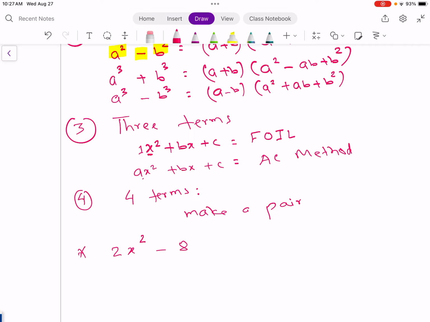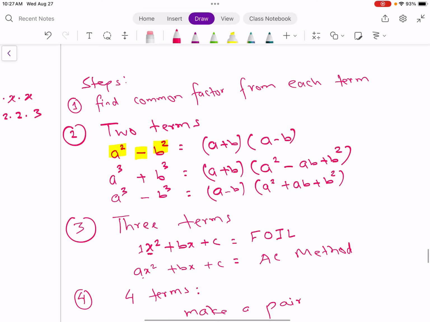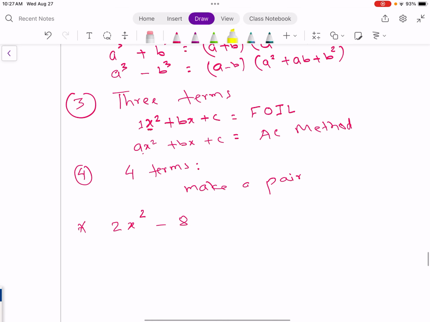Binomial. We have 2 terms and we are asked to factorize here. Now what is the first step of factorization? The very first step of factorization is finding the common factor from each term. So we have 2 terms, 2x square and 8. Do we have any common factor in these 2 terms? 2, okay. Now how do we know that?